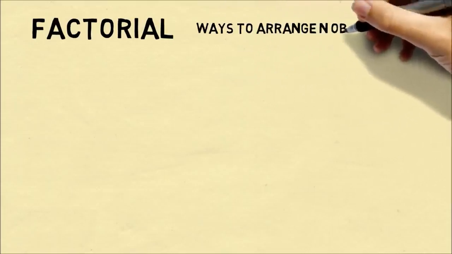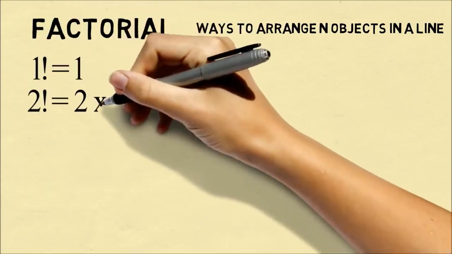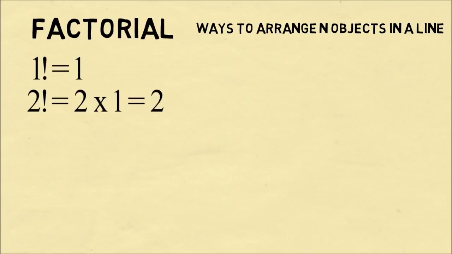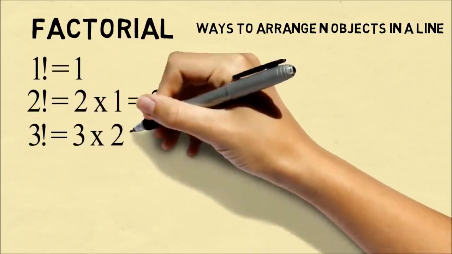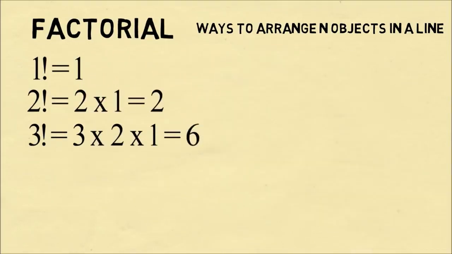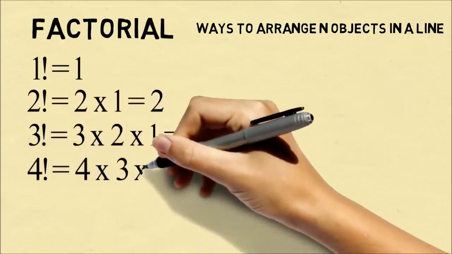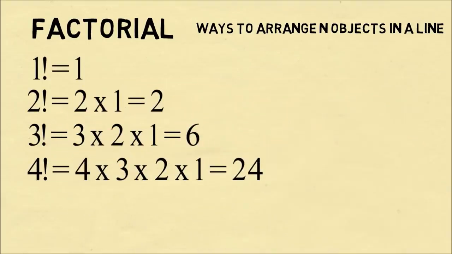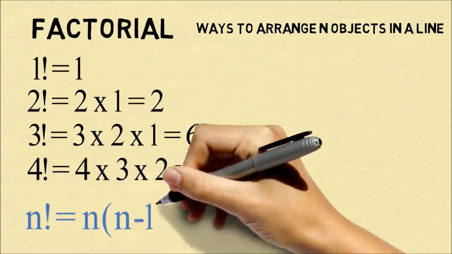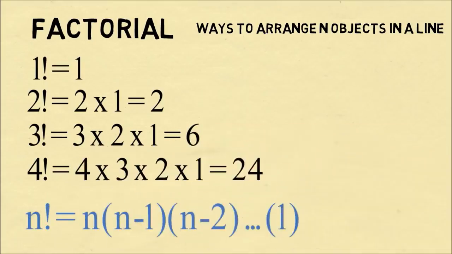Factorial is a way to count the number of arrangements of objects in a line. It's often written with an exclamation point. So 1 factorial is 1, 2 factorial is 2 times 1, which is 2, 3 factorial is 3 times 2 times 1, which is 6, 4 factorial is 4 times 3 times 2 times 1, which is equal to 24. And in general, n factorial is equal to the product of all the whole numbers up to n.